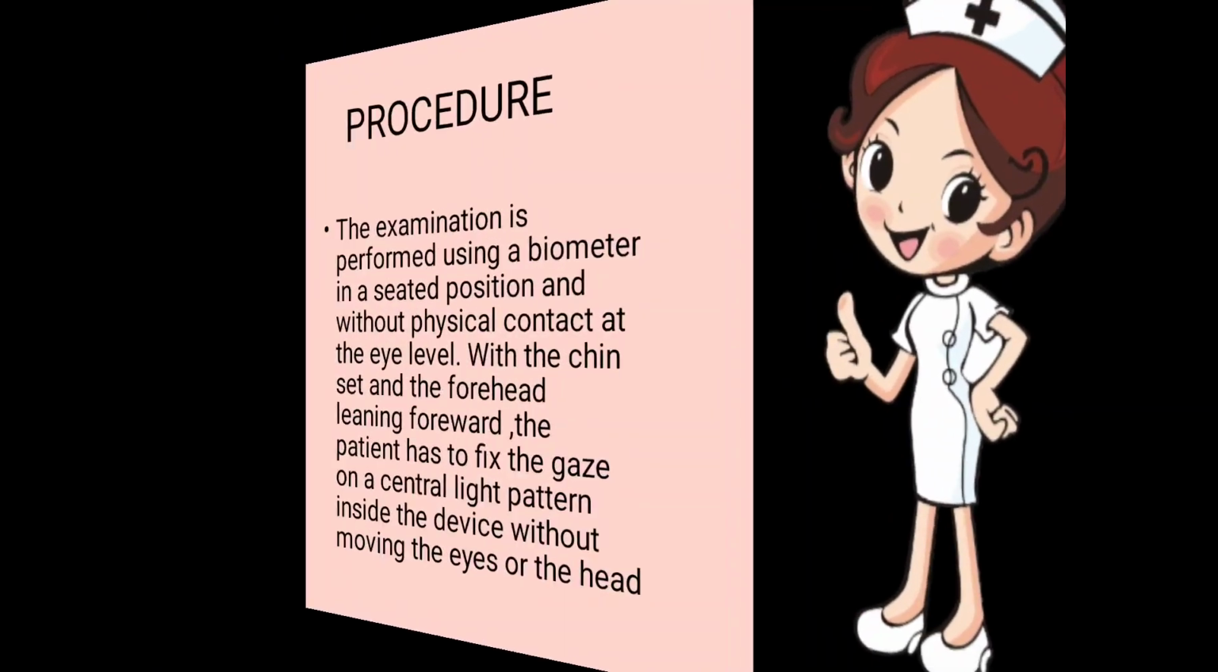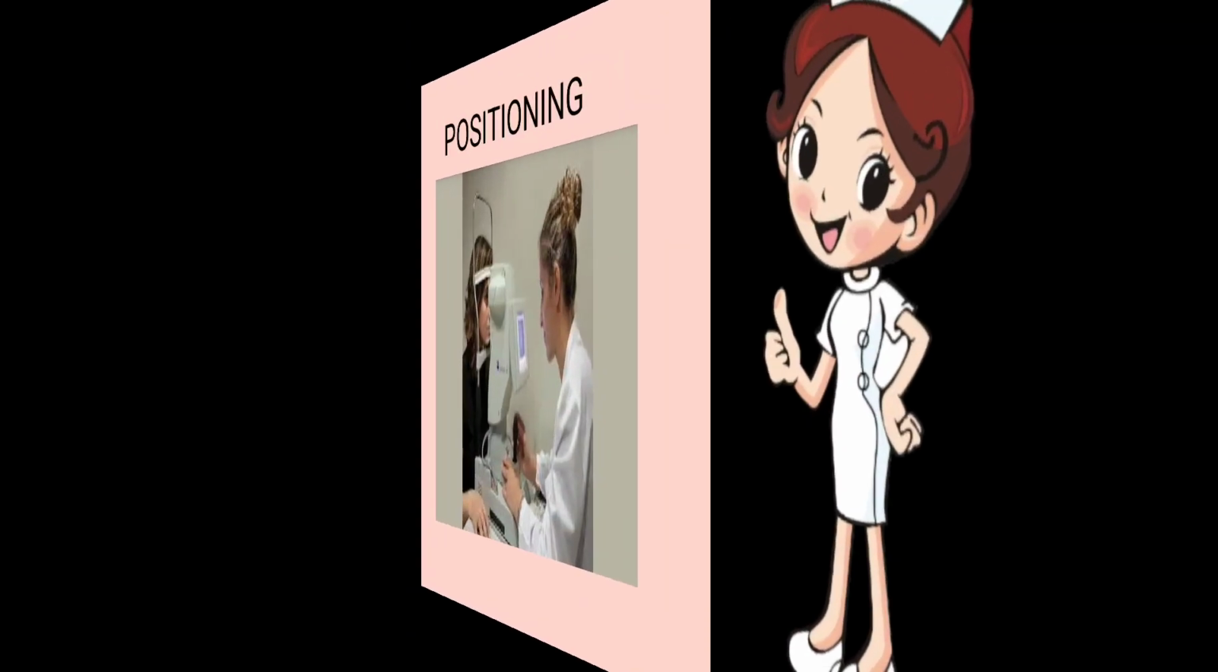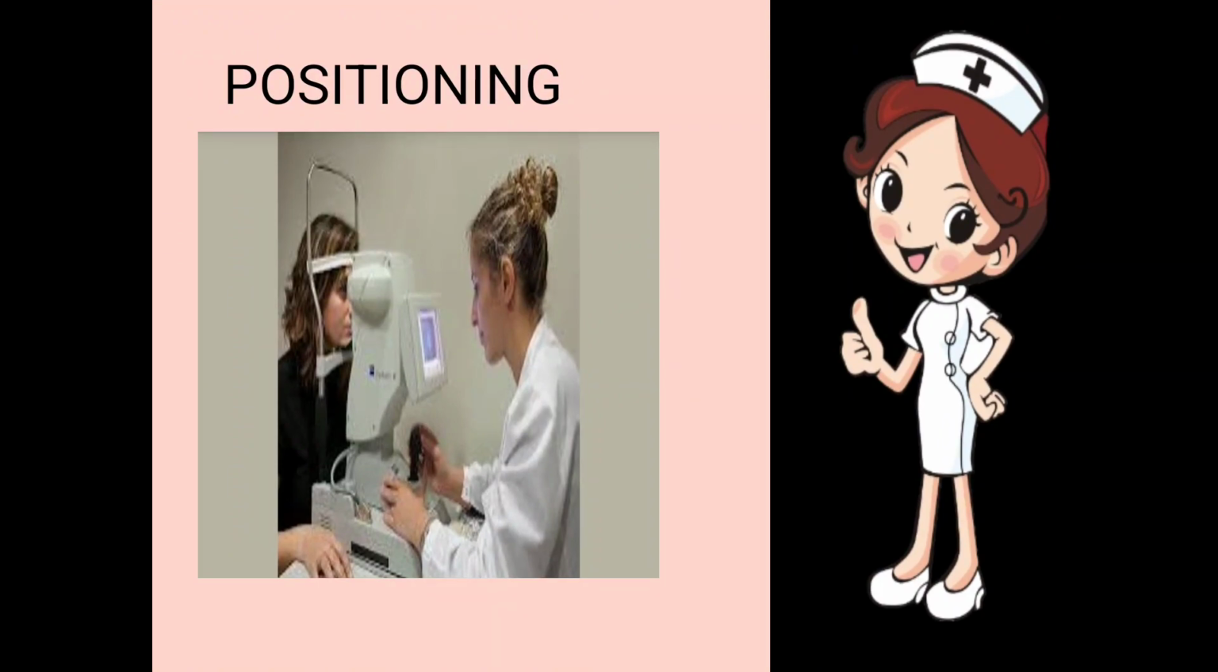So let's see what the procedure is. The examination is performed using a biometer in a seated position and without physical contact at the eye level. The main advantage of the IOL Master is that there is no physical contact at the eye level. This is the machine and this is the sitting position of the patient. The patient has to keep the chin on the chin rest and touch the forehead to this. Then the patient is supposed to look straight inside the machine and the examiner will take the measurement of the eye.